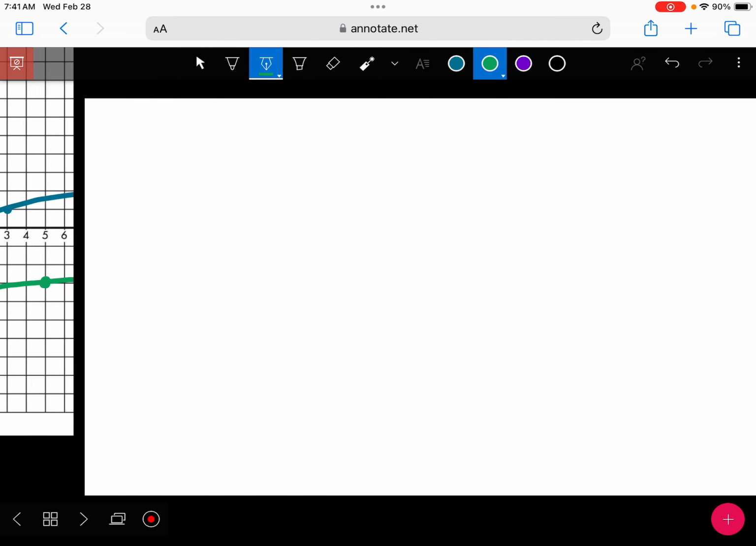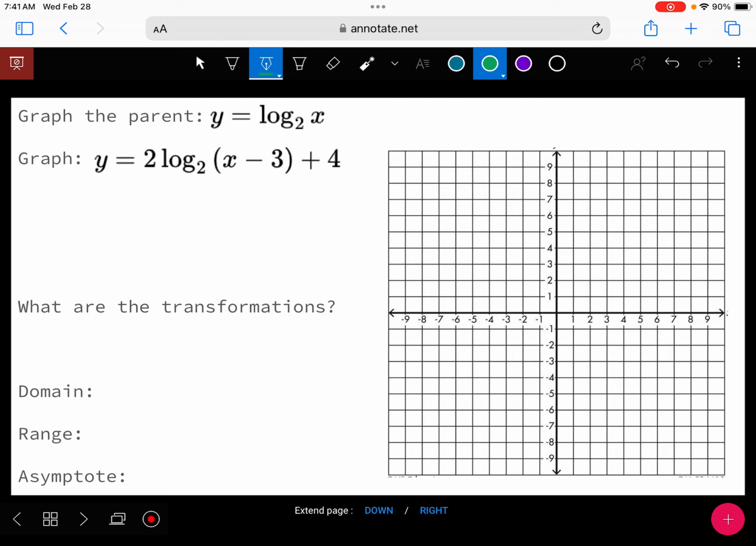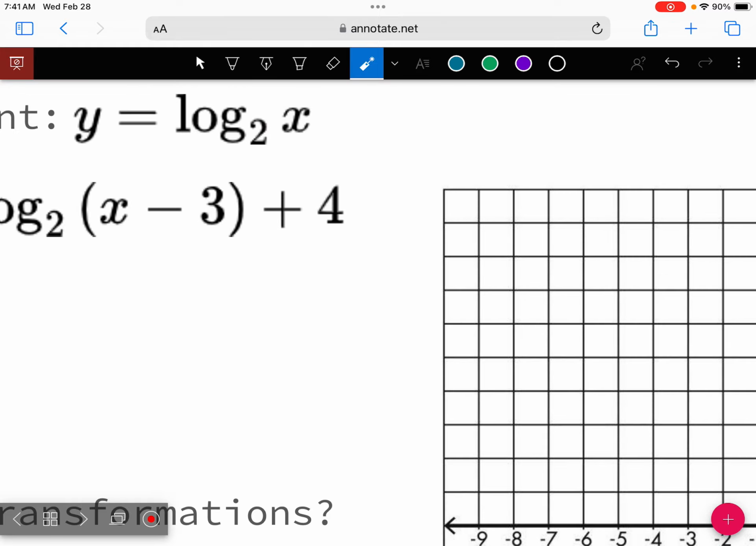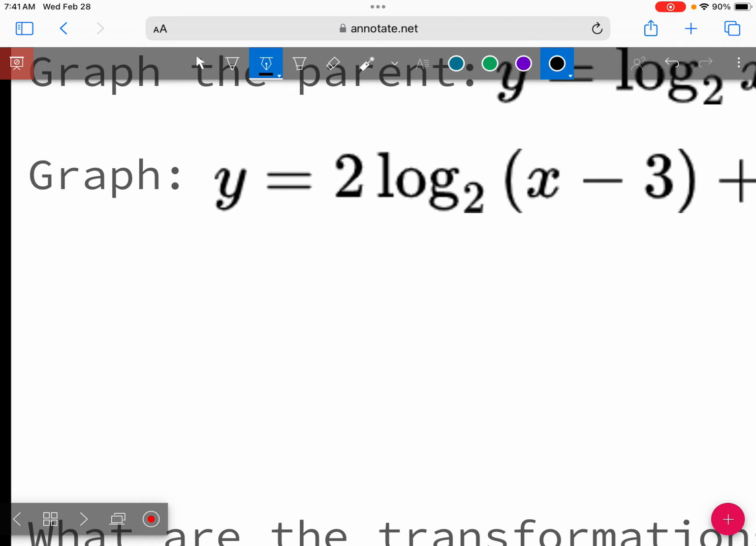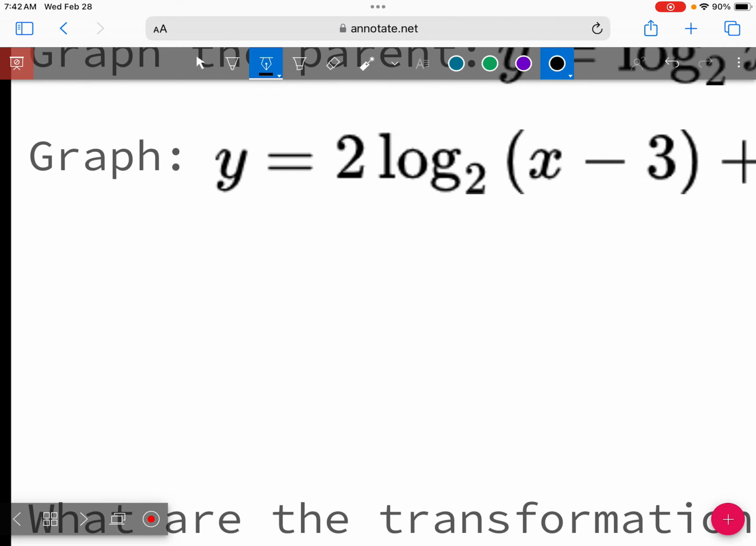So let's do another one. More new pieces. Our goal is to get this guy graphed. We're going to start with graphing our log. So we're going to graph our parent log, log base 2 of x, which means the first thing I need to have is my exponential table, which I'm going to do in kind of gray.